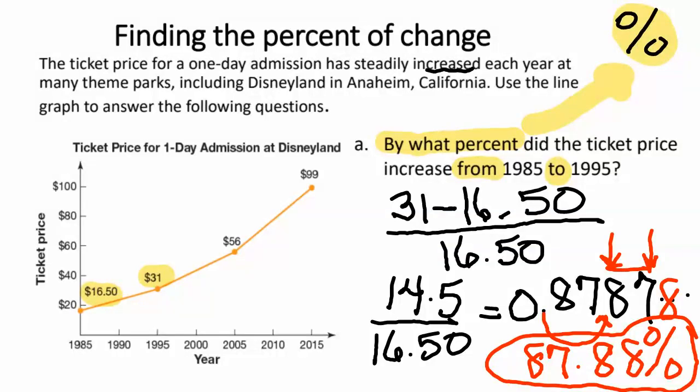Now 0.8 can be, or 0.9 can be an answer. But because I have 2 decimal places here, they are going to be looking for, and that's Pearson, 2 decimal places here. 16.50 has 2 decimal places. That means I need 2 decimal places in my answer. These are called significant digits. Okay. Now, watch what we have here.